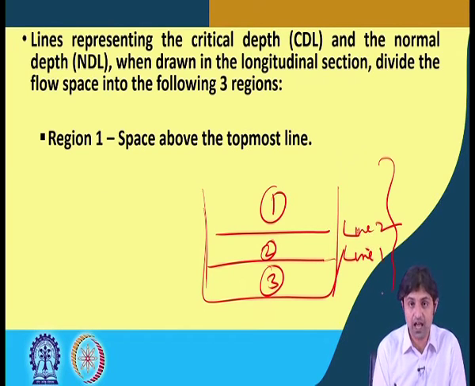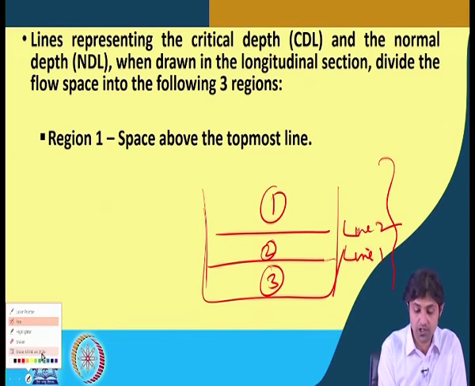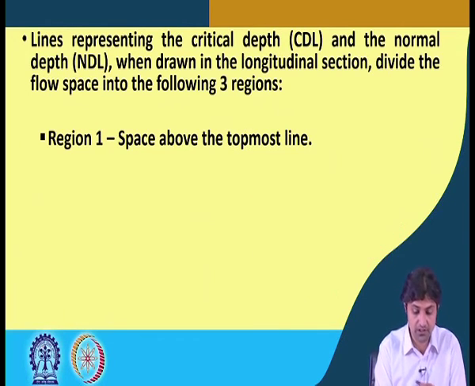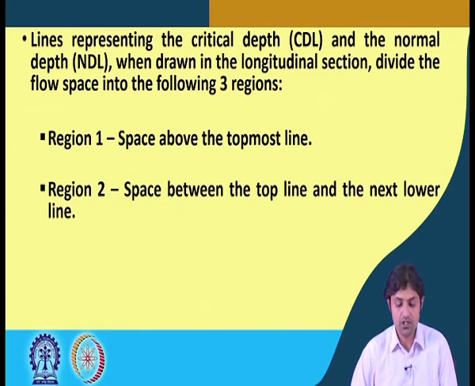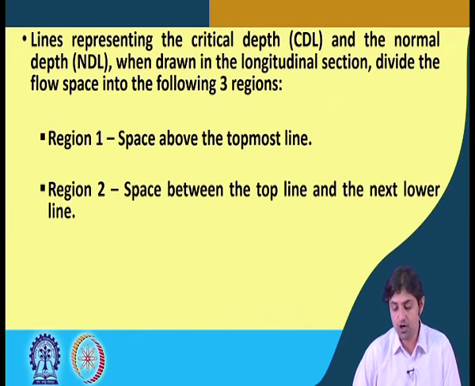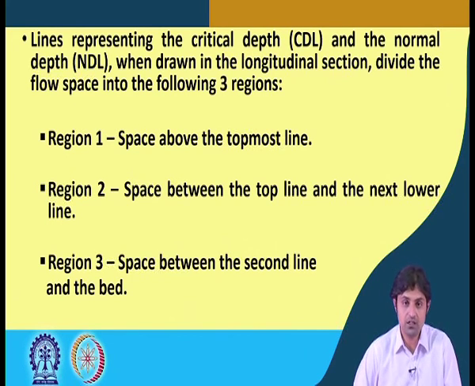We will show you the exact NDL and CDL in upcoming slides, but just to tell you why there are several regions. Region 1 is the space above the topmost line. Region 2 is the space between the top line and the next lower line, and region 3 is the space between the second line and the bed, the lowermost region. So, these are the 3 regions depending upon where the CDL and NDL are.